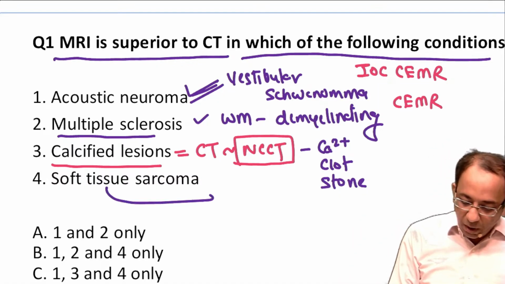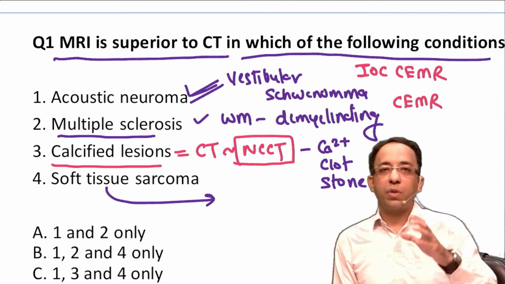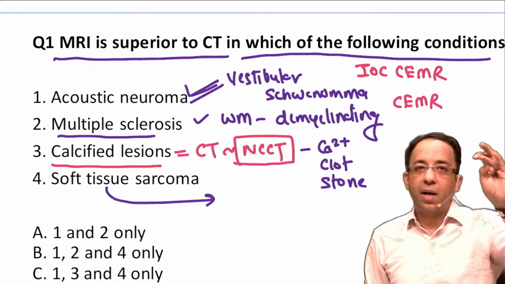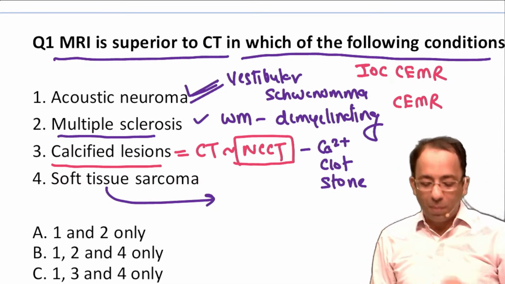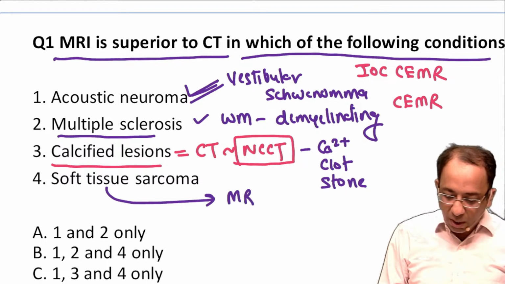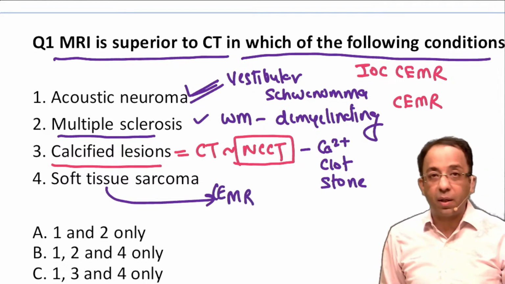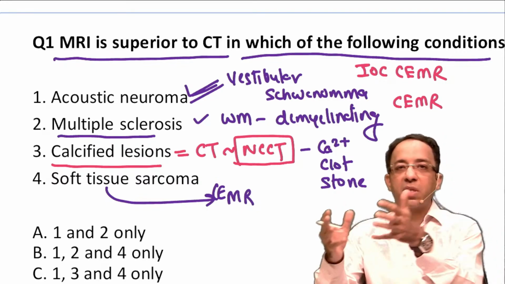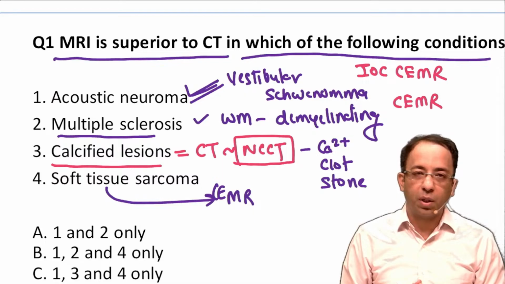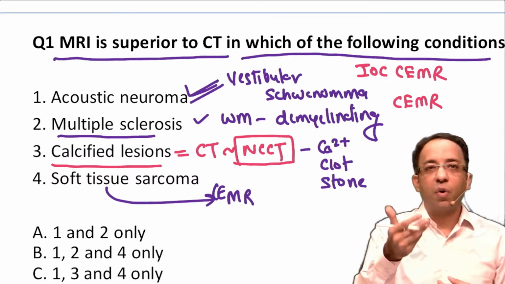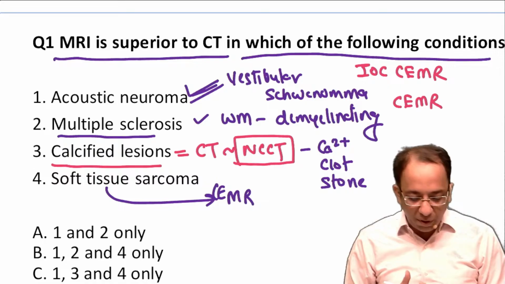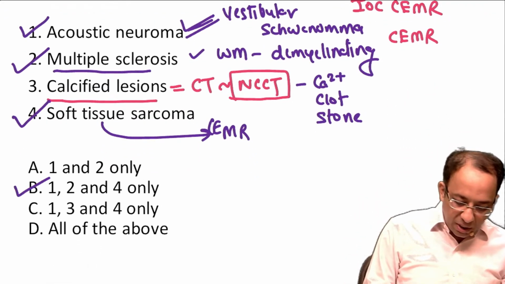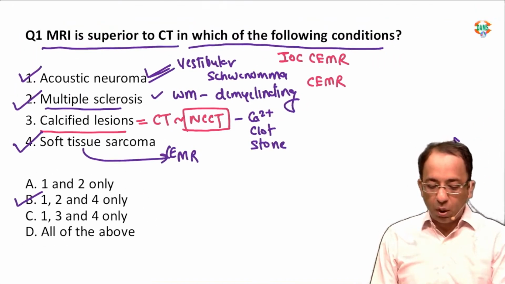Soft tissue. If you remember from all my classes, I always tell you soft tissue, muscle, cartilage, tendon, ligament, meniscus, always do an MRI. So for soft tissue sarcomas, again a contrast-enhanced MRI should be done. For any neoplastic illness, any neoplasm or cancer, you always give contrast to see the vascularity of the tumor. For any inflammatory lesion, we give contrast to see the hyperemia associated with inflammation. So 1, 2 and 4 are correct. The answer is B. Are you able to understand the pattern?